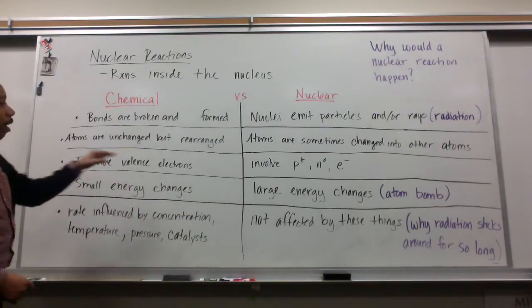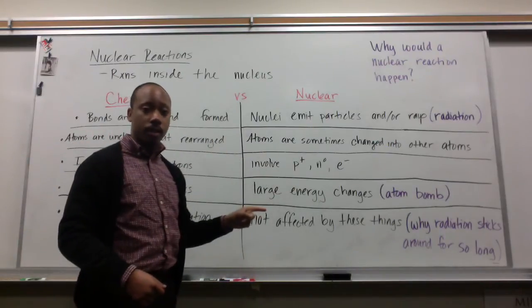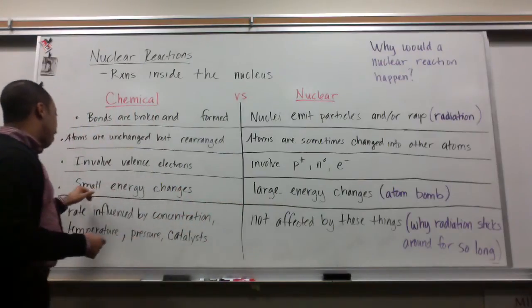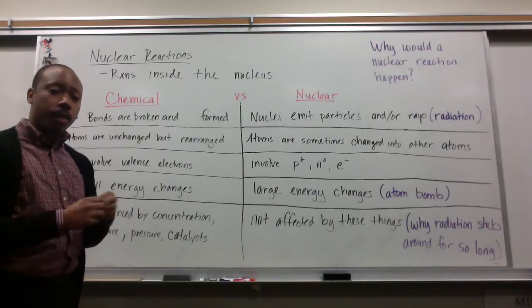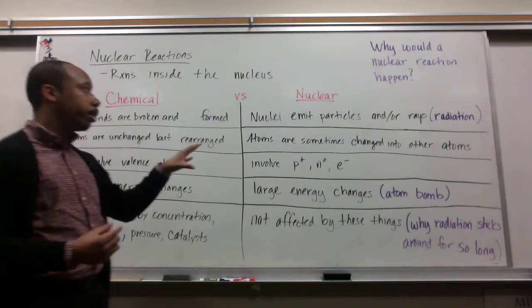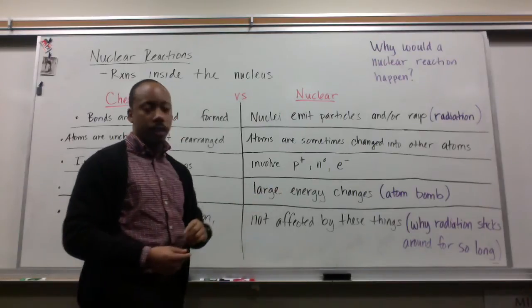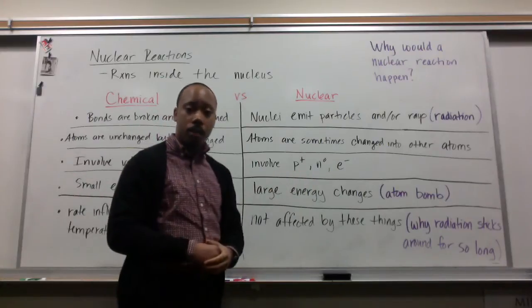Chemical reactions involve valence electrons, whereas nuclear reactions involve protons, neutrons, and electrons. Those all can be emitted as particles. In a chemical reaction, there are small energy changes. When bonds are broken and bonds are formed, there are very small energy changes, whereas in a nuclear reaction, there are large energy changes. Large energy changes, and that's why we have our atom bomb, our atomic bomb that's so strong.